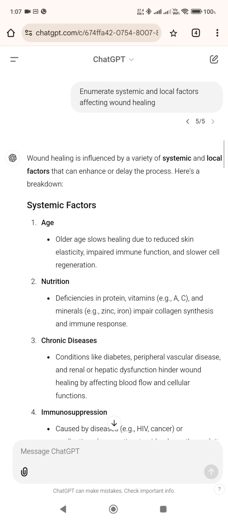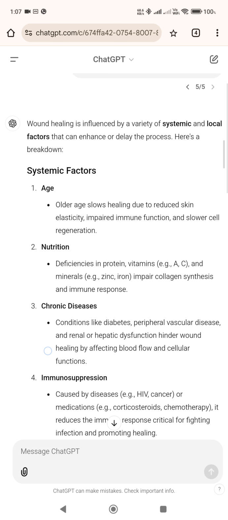Wound healing is influenced by a variety of systemic and local factors that can enhance or delay the process. Here's a breakdown. Systemic factors. 1. Age. Older age slows healing due to reduced skin elasticity, impaired immune function, and slower cell regeneration.